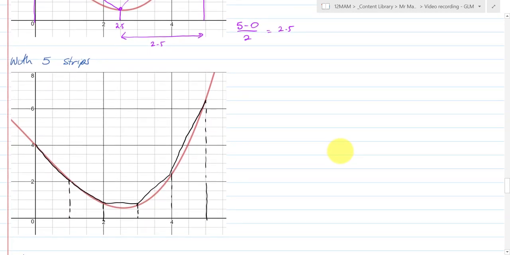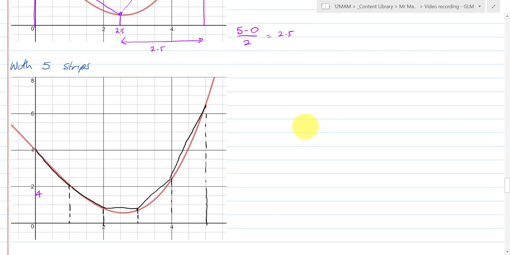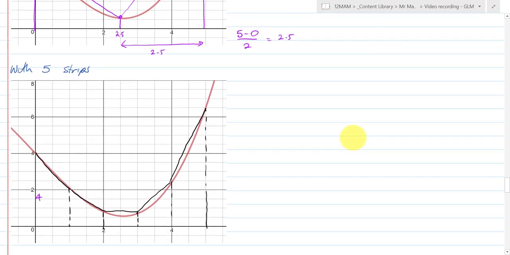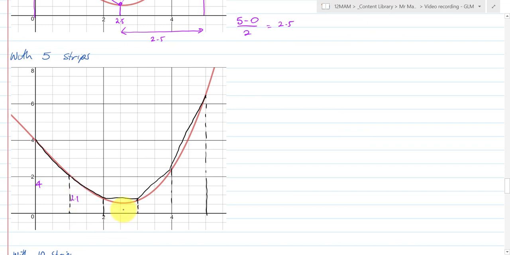Now, there's my 5 strips. I've drawn them on there, roughly. You can see it's still a bit of an overestimate, but again, I can calculate my heights. This one here is 1/10 of 1 cubed minus 2 times 1 plus 4. So 1/10 of 1 cubed, which is 0.1, minus 2 plus 4 is 2.1. Then 1/10 of 2 cubed is 0.8, minus 4 plus 4, so that's 0.8.